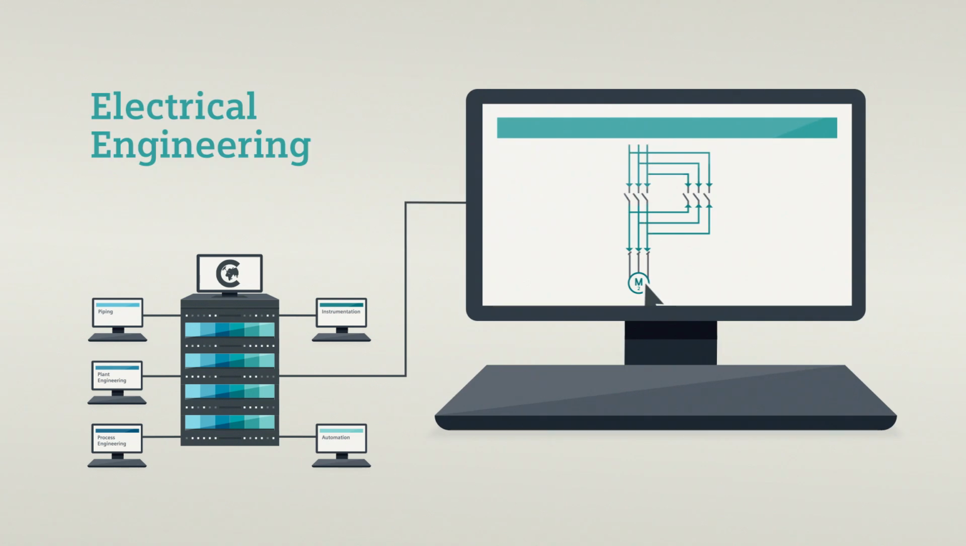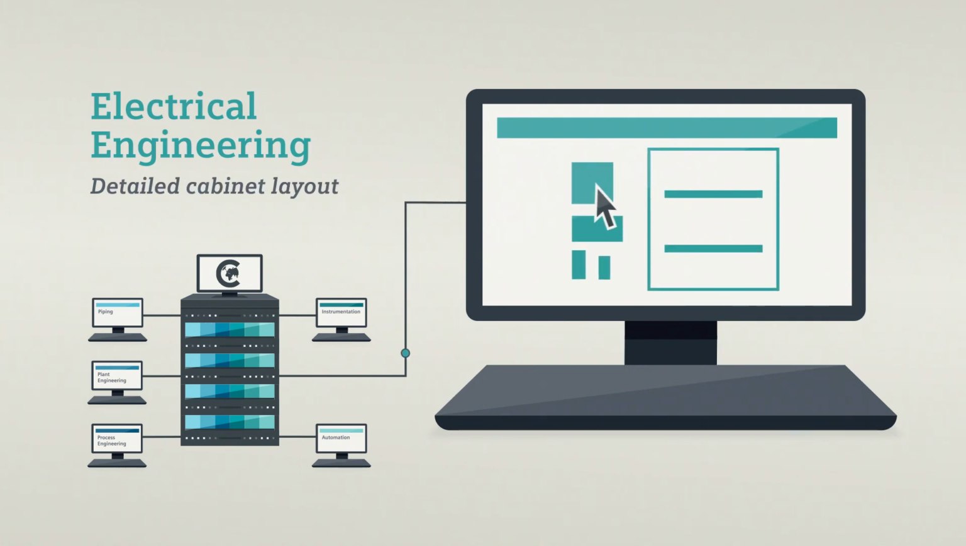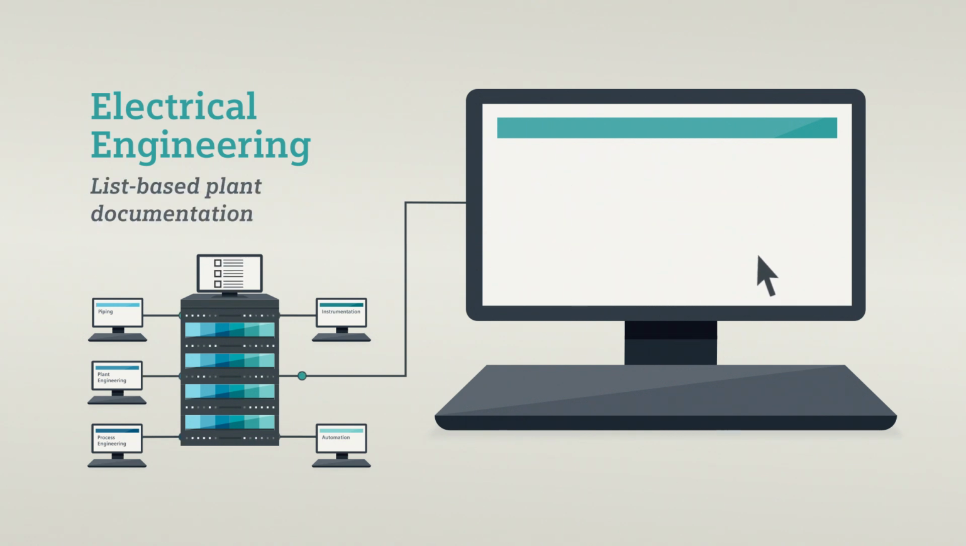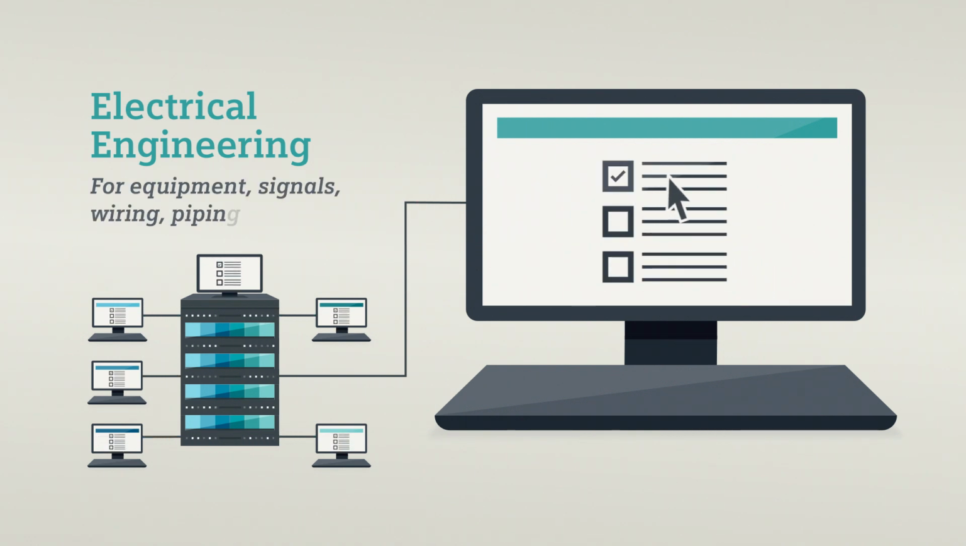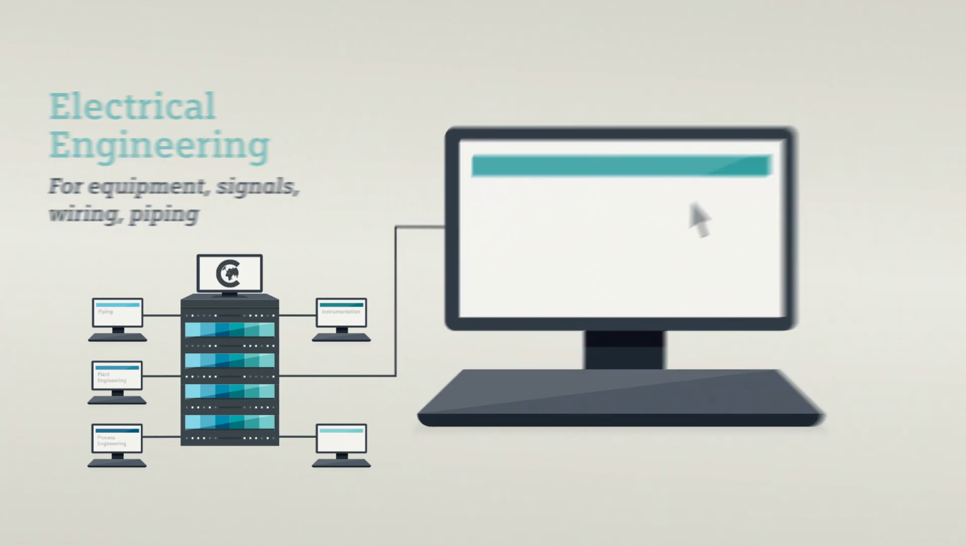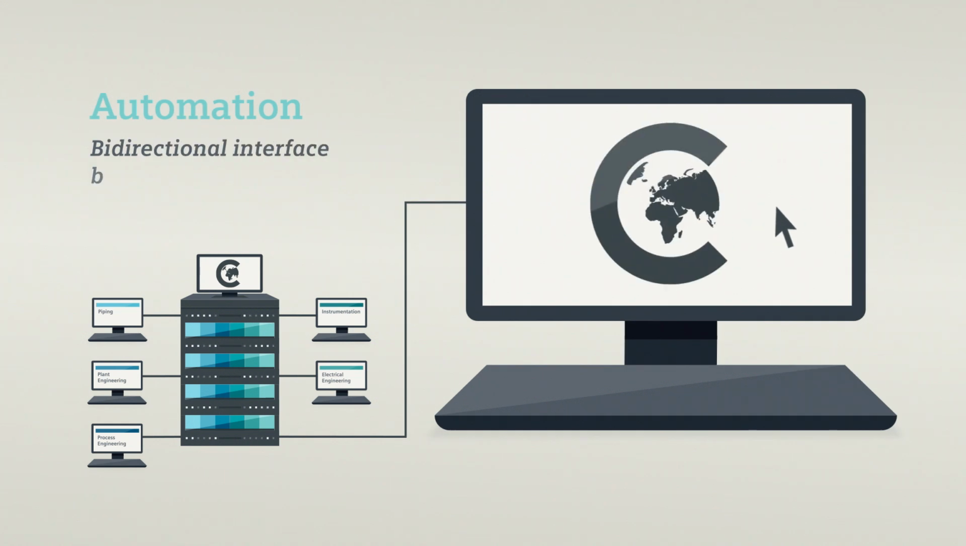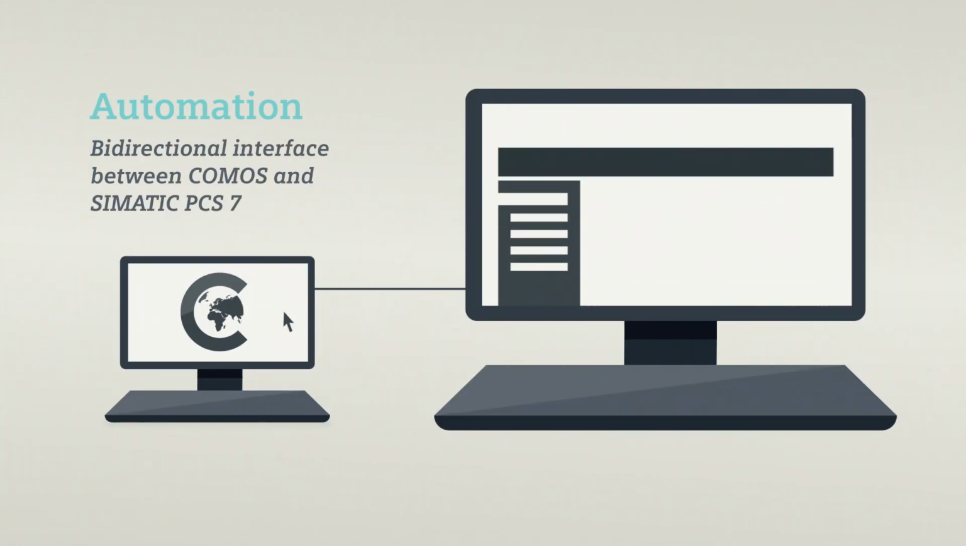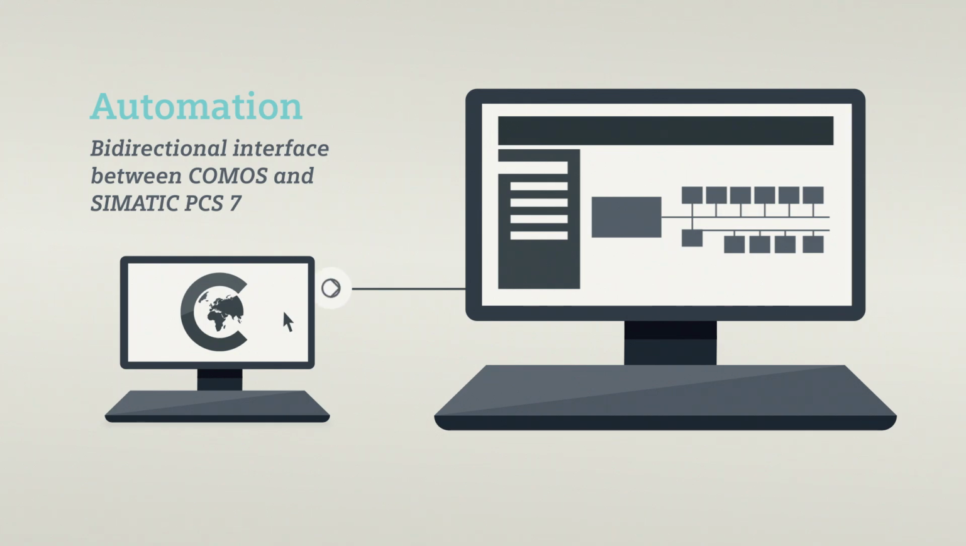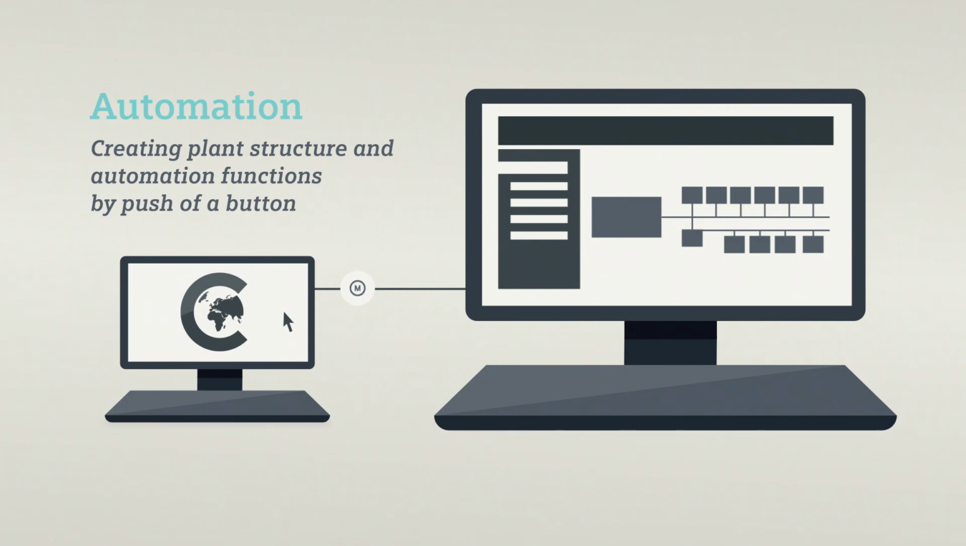Also, detailed cabinet layout is seamlessly integrated into COMOS EI&C engineering. The list-based plant documentation, for example, for equipment, signals, wiring, and piping is created automatically. Through the bidirectional interface between COMOS and SIMATIC PCS7, engineering data is consistently transferred to the control system. Plant structure and automation functions can be created simply by the push of a button, which saves vast amounts of time and eliminates potential error sources.